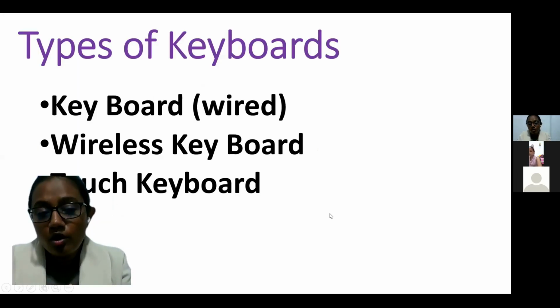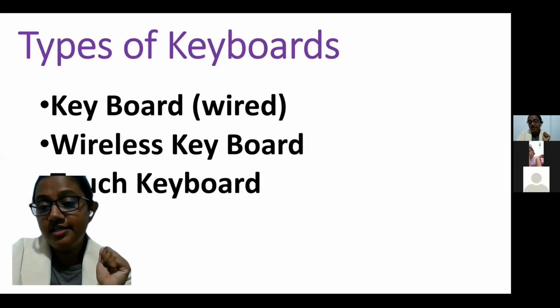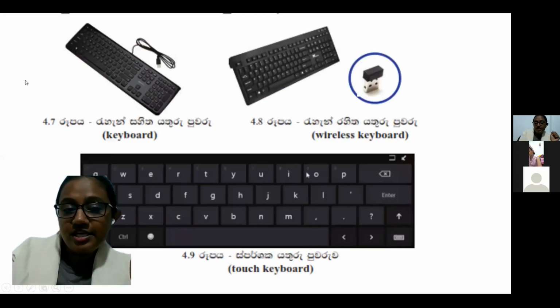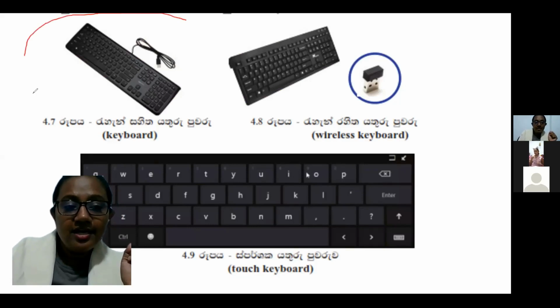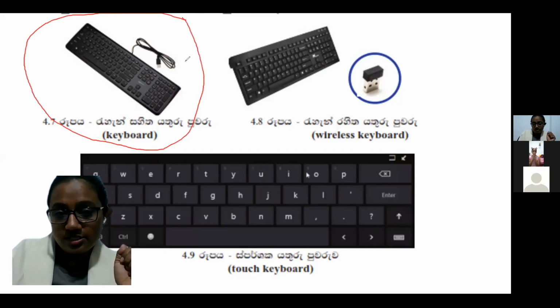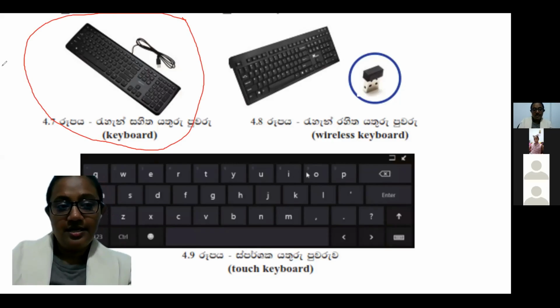Right? First one is wired keyboard. Can you see on my screen? There is a wired keyboard. Right? There is a wire. By using this wire, we can connect to the computer. Right? Next one.